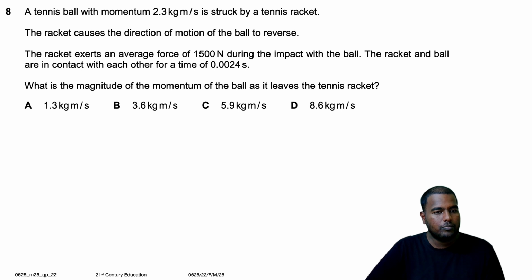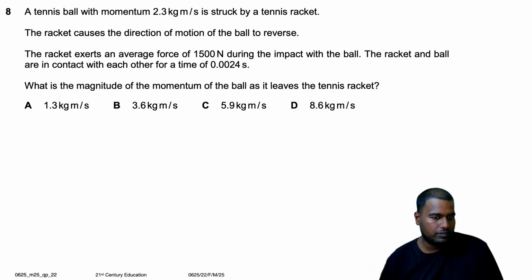A tennis ball with momentum 2.3 kilogram meter per second is struck by a tennis racket. The racket causes the direction of the motion of the ball to reverse. The racket exerts an average force of 1500 Newton during the impact with the ball. The racket and the ball are in contact with each other for a time of 0.0024 seconds. What is the magnitude of the momentum of the ball as it leaves the tennis racket?